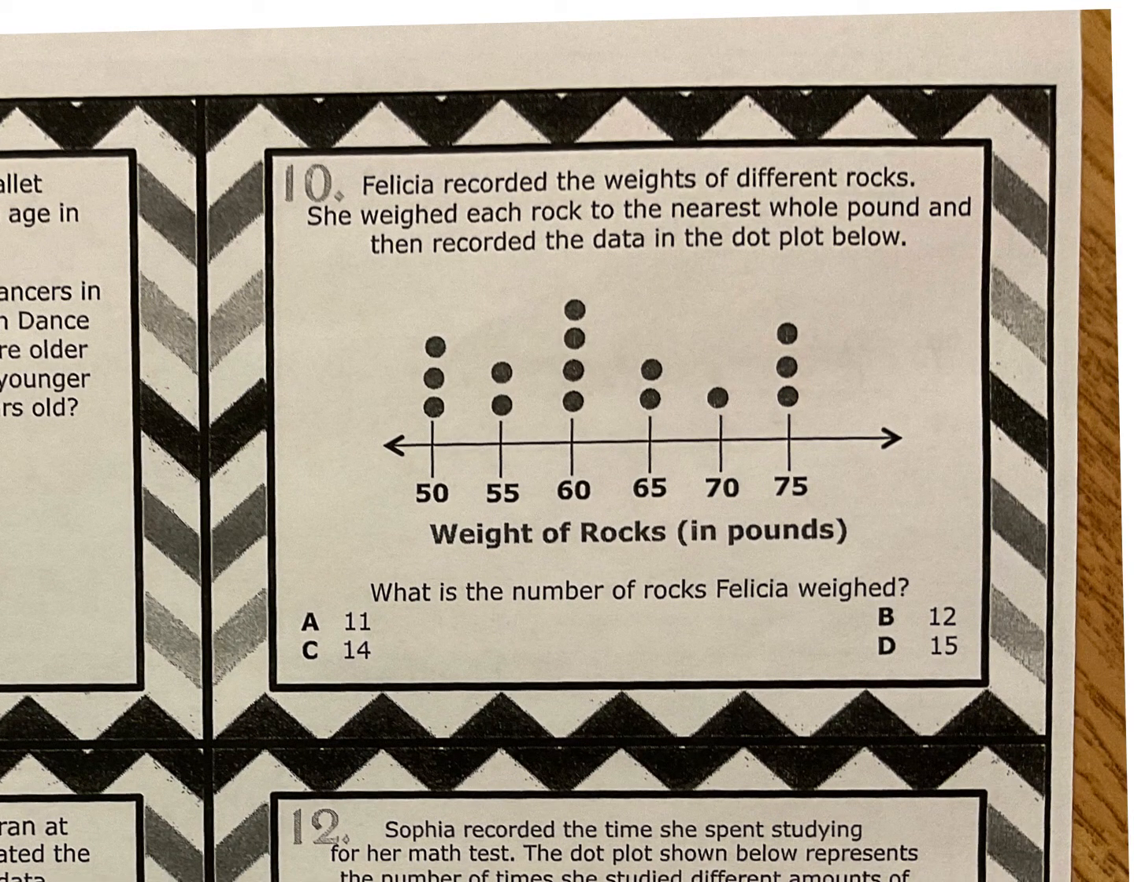Number 10, Felicia recorded the weights of different rocks. She weighed each rock to the nearest whole pound and then recorded the data in the dot plot below. What is the number of rocks Felicia weighed?